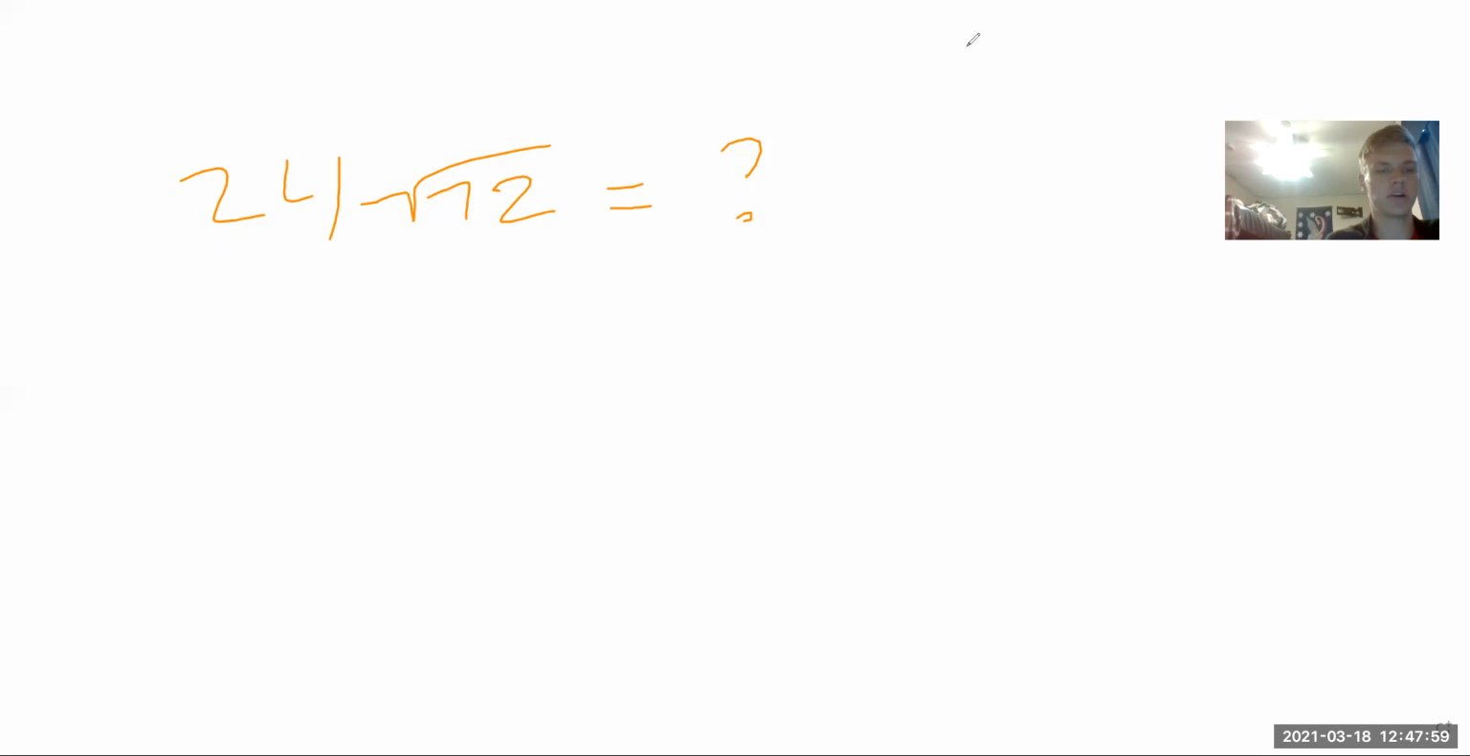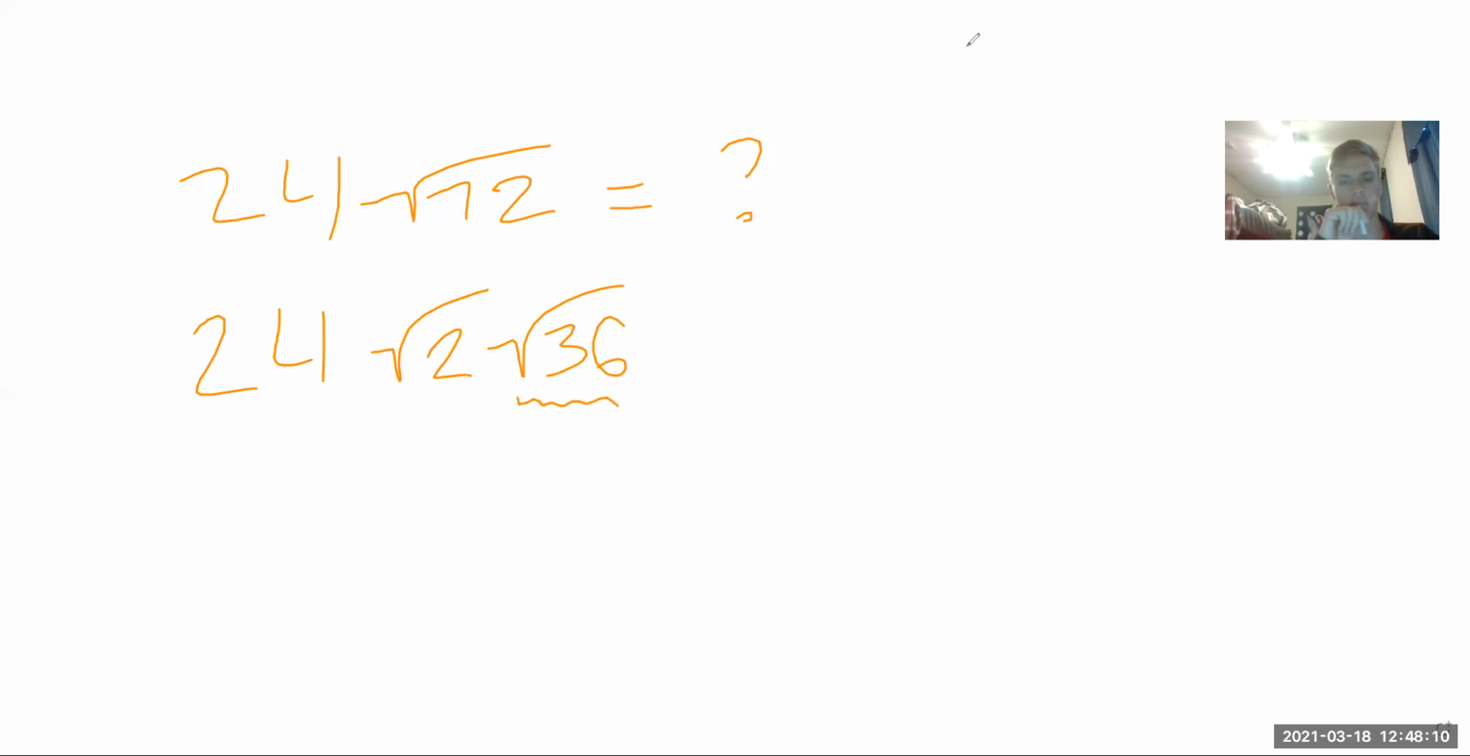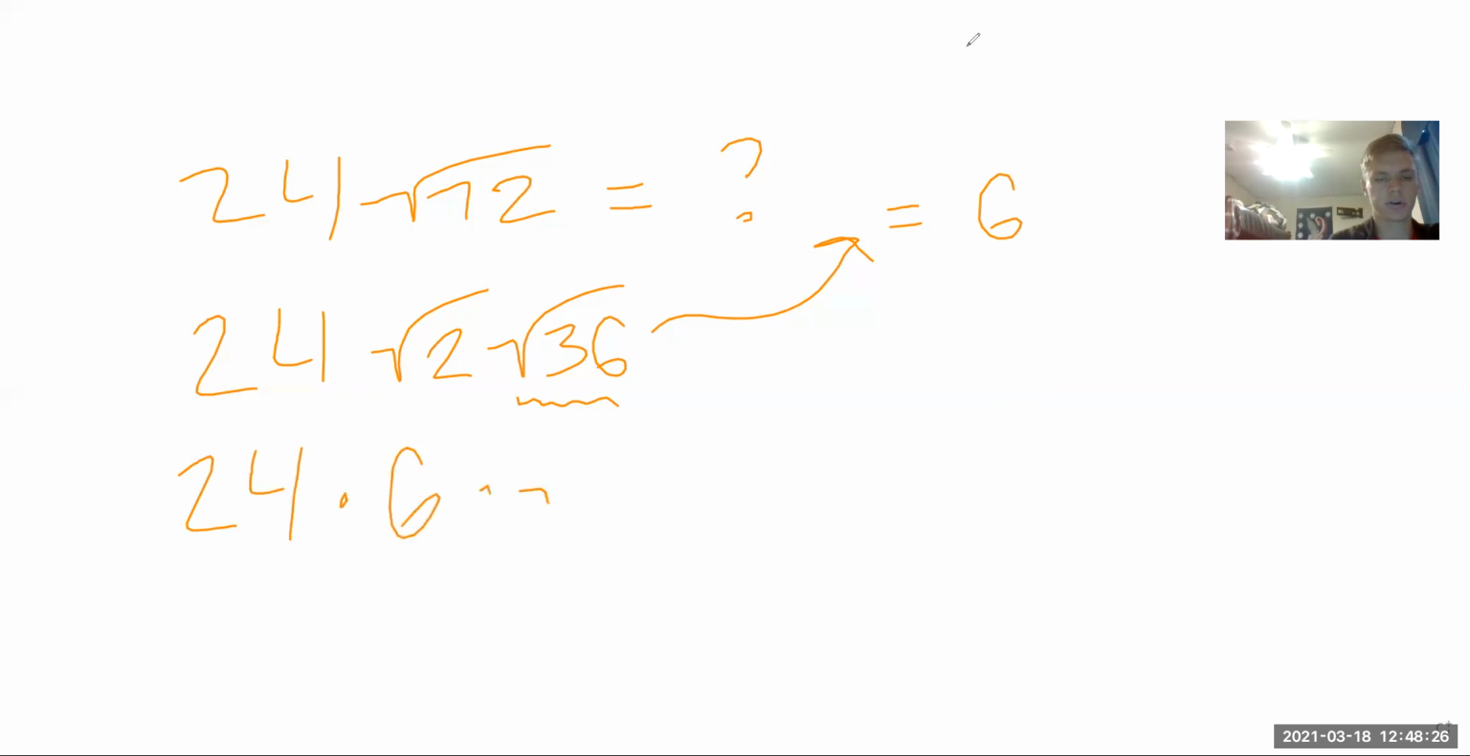But for now, let's look at this. So 24 times, let's split it up, square root of 2 times square root of 36, right? Ooh, that's interesting. Well, square root of 36 is 6, because 6 times 6 is 36. So since the square root of 36 is 6, now we have 24 times 6 times the square root of 2. 24 times 6, that's 120 plus 24, that's 144. So that's what you're looking at for that one.